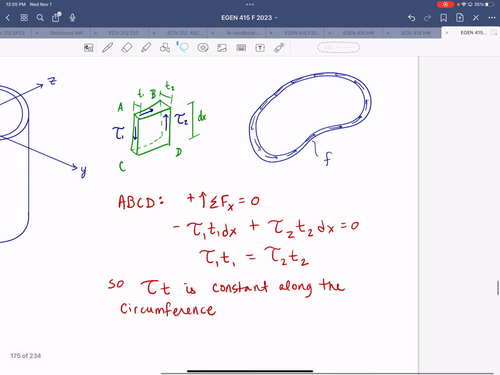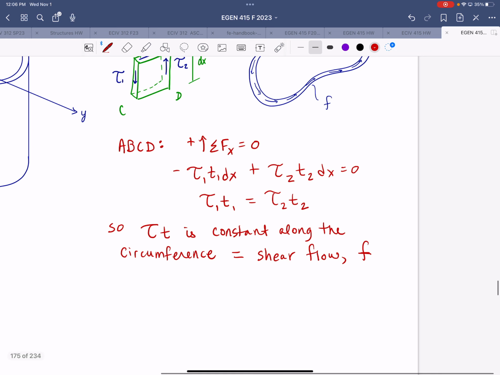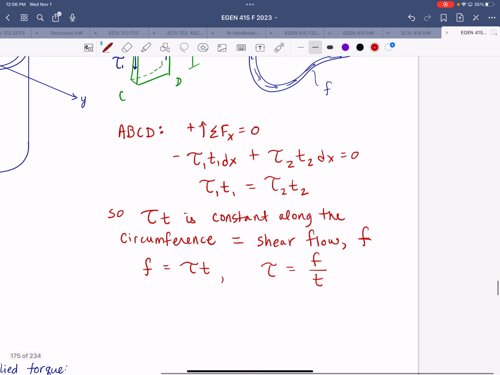All right, and this conclusion may be familiar to you from mechanics of materials. So this product is also known as the shear flow. In this class, I use the lowercase f to denote shear flow. You might have seen it as a lowercase q in the past. So we have these relationships that we can work with to relate shear flow to shear stress and the thickness of the material.